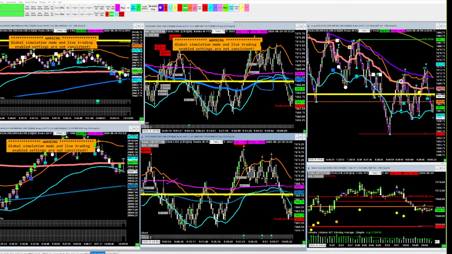Notice the difference in the weakness in between NQ and ES, guys. See that? They're pretty palpably different in terms of their strength or weakness.